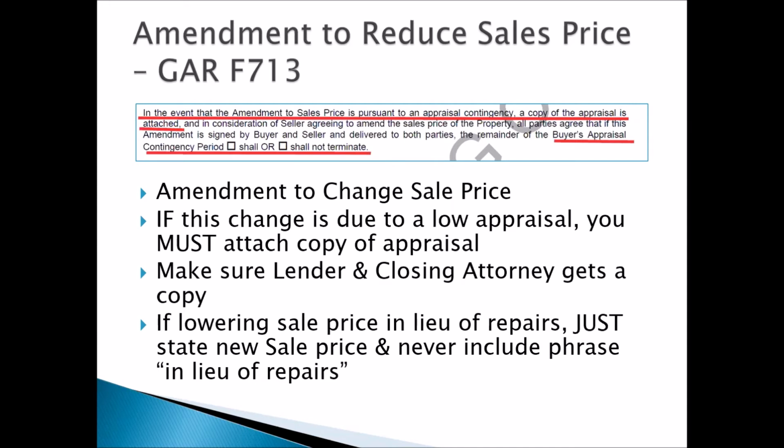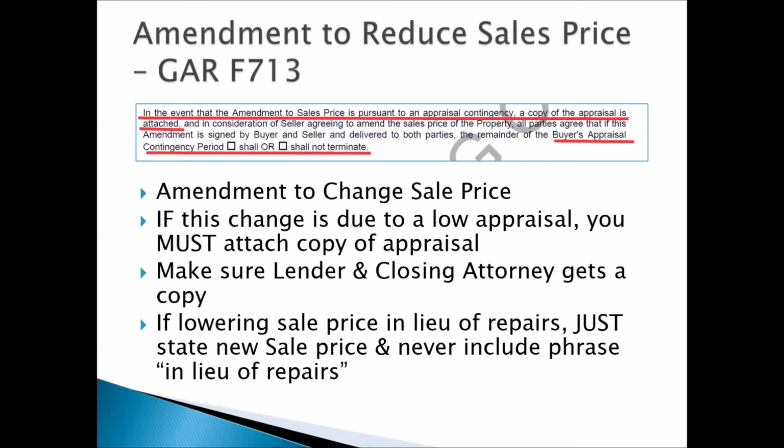COVID extension and special stipulations. I don't cover that in this class because that is a new, recent issue, timely right now. It is not a general issue, but GAR has sent out, and if you want to email me, I will share with you the GAR special stipulations, or you can just go to GAR's website. GAR has special stipulations regarding extensions in relation to a COVID-related event.